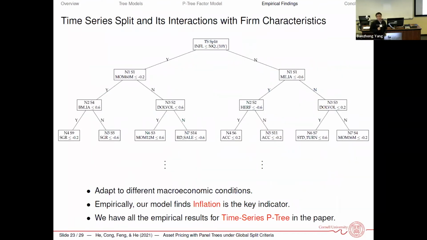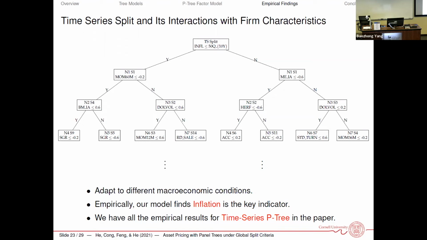One important application of P-tree's versatility is that you can introduce time series splits. That's what traditional tree models wouldn't cover. But still, we observe only 40 years of data. If we're focusing on interacting multiple time series variables, the number of observations is still small, right? So the exercise we did is we allow the first split to be along some macroeconomic variables, such as inflation. After that, the usual cross-sectional firm characteristics are used to keep growing the tree.